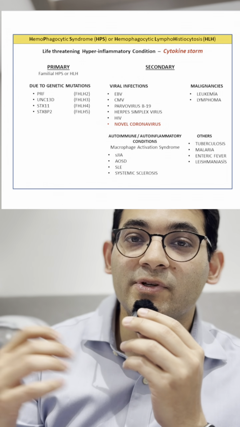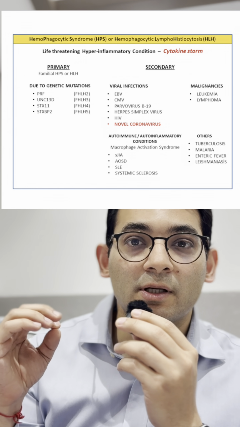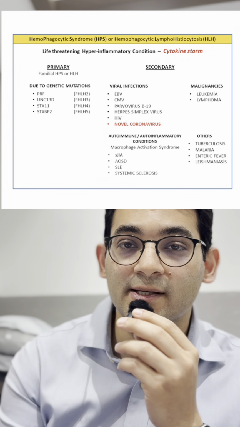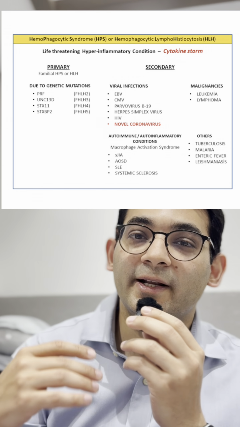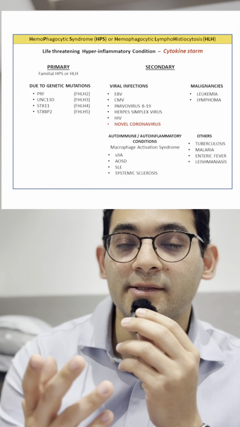सेकेंडरी HLH जो होता है विच वी कॉमनली सी इन ICU सेटिंग is often, like I said, through autoimmunity like systemic onset JIA, lupus, Kawasaki disease, or it can be through malignancy like leukemias and lymphomas, or it can be commonly seen through infections like typhoid, dengue, EBV, CMV, etc.